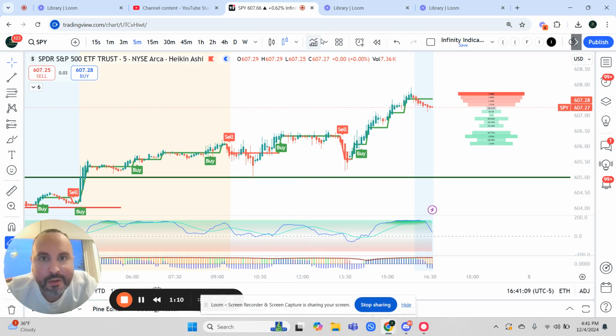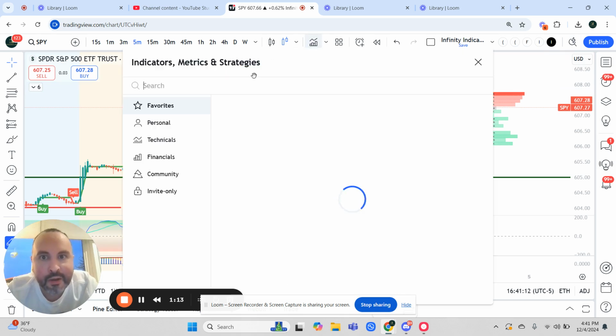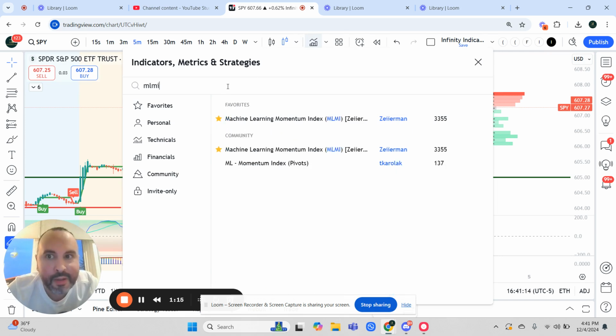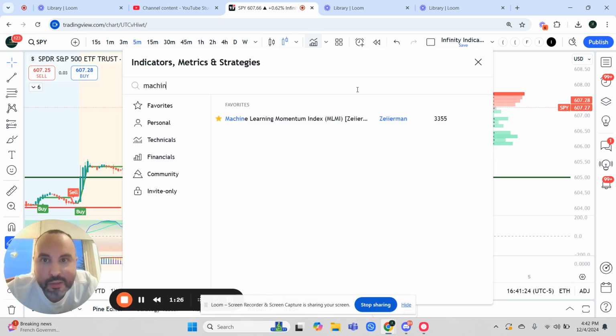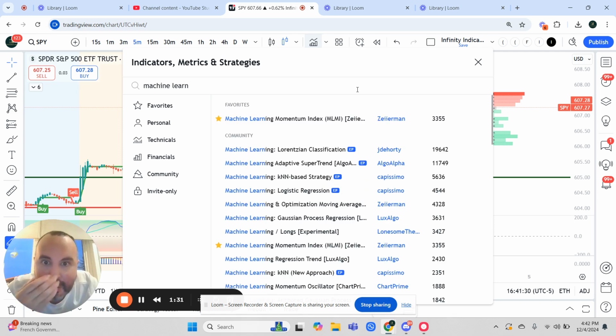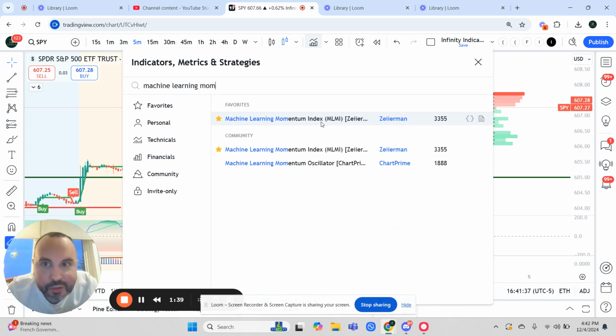So obviously, first go to your indicators, and if you just type in MLMI, it should come up. If not, then type in machine learning momentum, and as soon as you put MOM, you're going to see it right here. It's by Zierman. Okay, go ahead and star that and click on it.